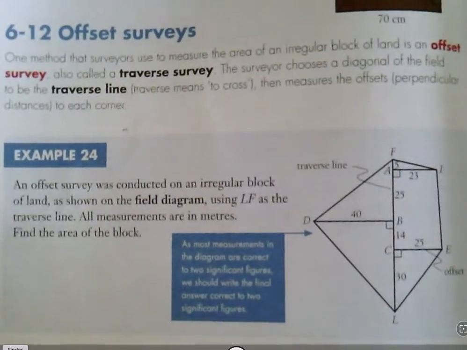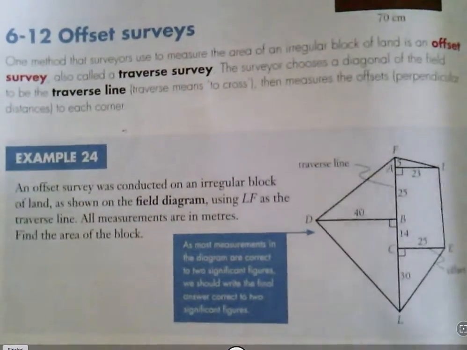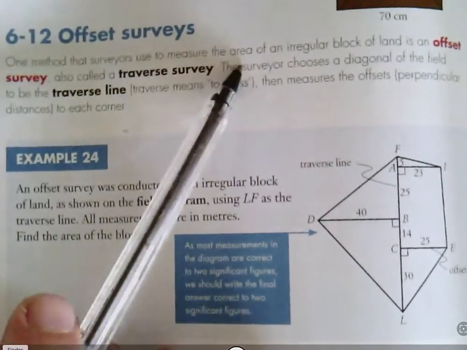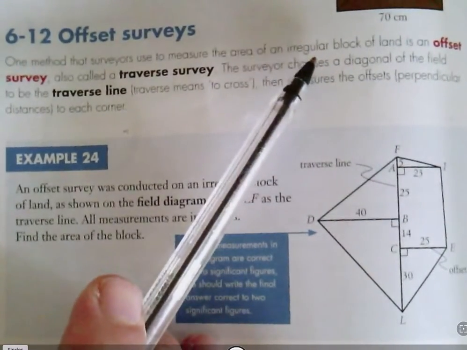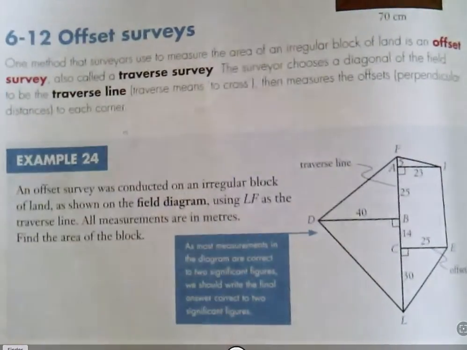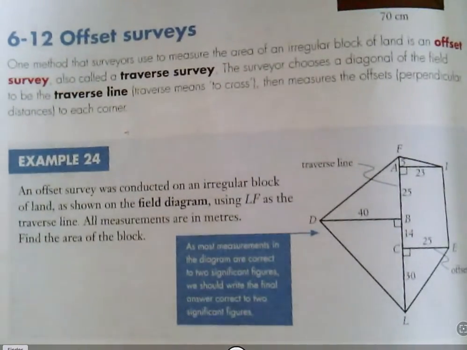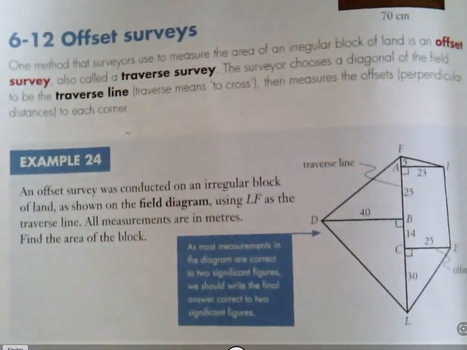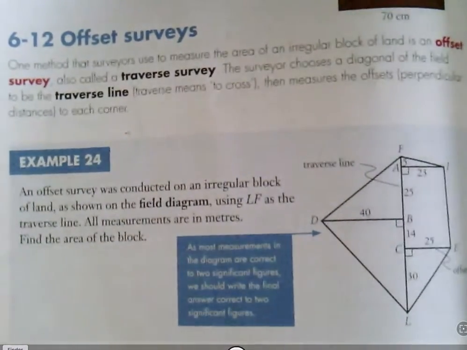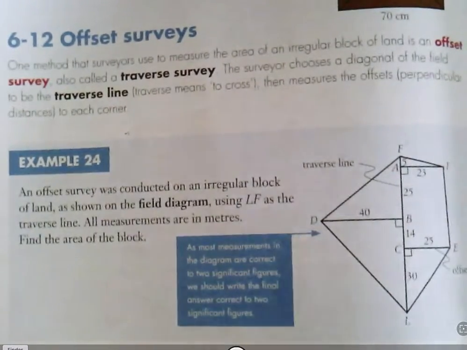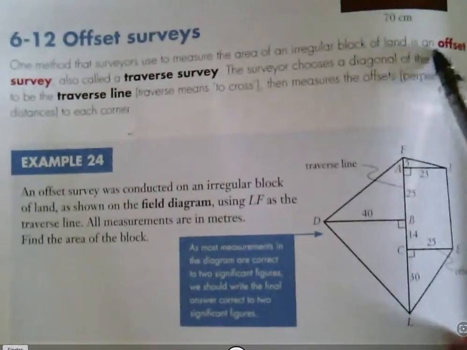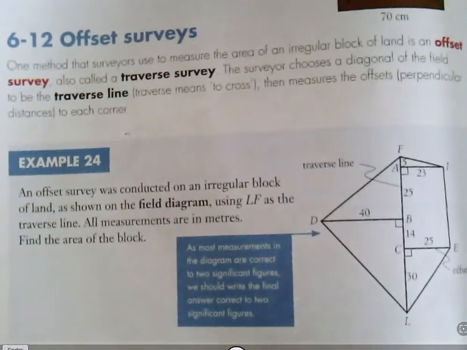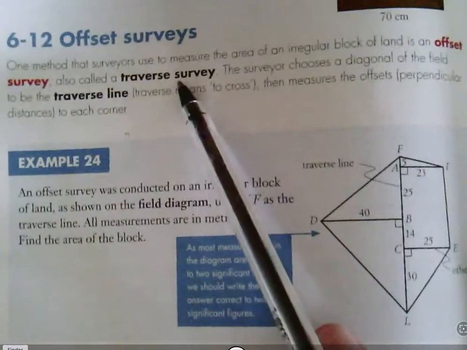We're now looking at exercise 612, offset surveys. Now, an offset survey is a method that surveyors use to measure the area of an irregular block of land. So not the area of a rectangle, not the area of a kite or rhombus or trapezium, something that you know the shape of, but an irregular block of land. And they use a process called an offset survey, which is also called a traverse survey.